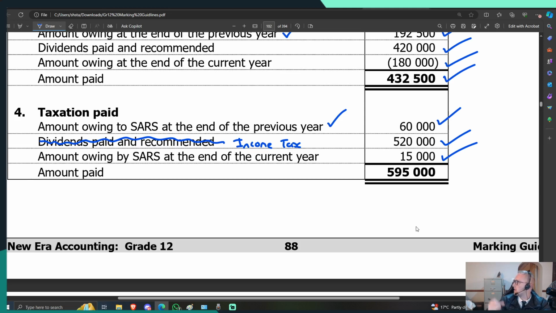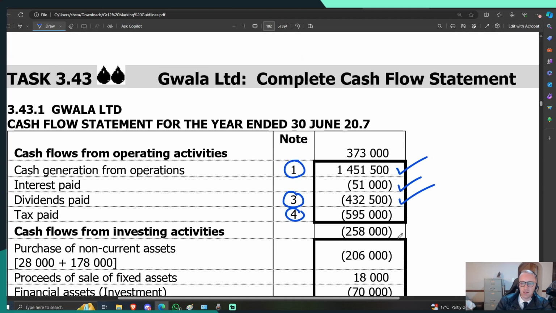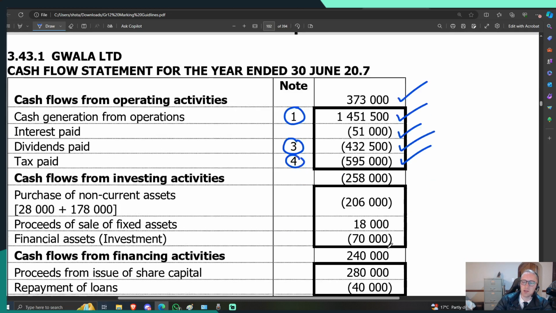If we had not paid all of the amount, that is, if we owed SARS at the end of the year, we would minus that from the total income tax that we paid for the year. So now, considering we paid more than we needed, we have to consider it as more taxation paid for this year. So the total taxation that we paid for this year is 595,000 rand. Let's put that in our cash flow statement. Cash outflow from taxes paid, 595,000 rand. Let's now calculate our total cash flows from operating activities, 373,000 rand.